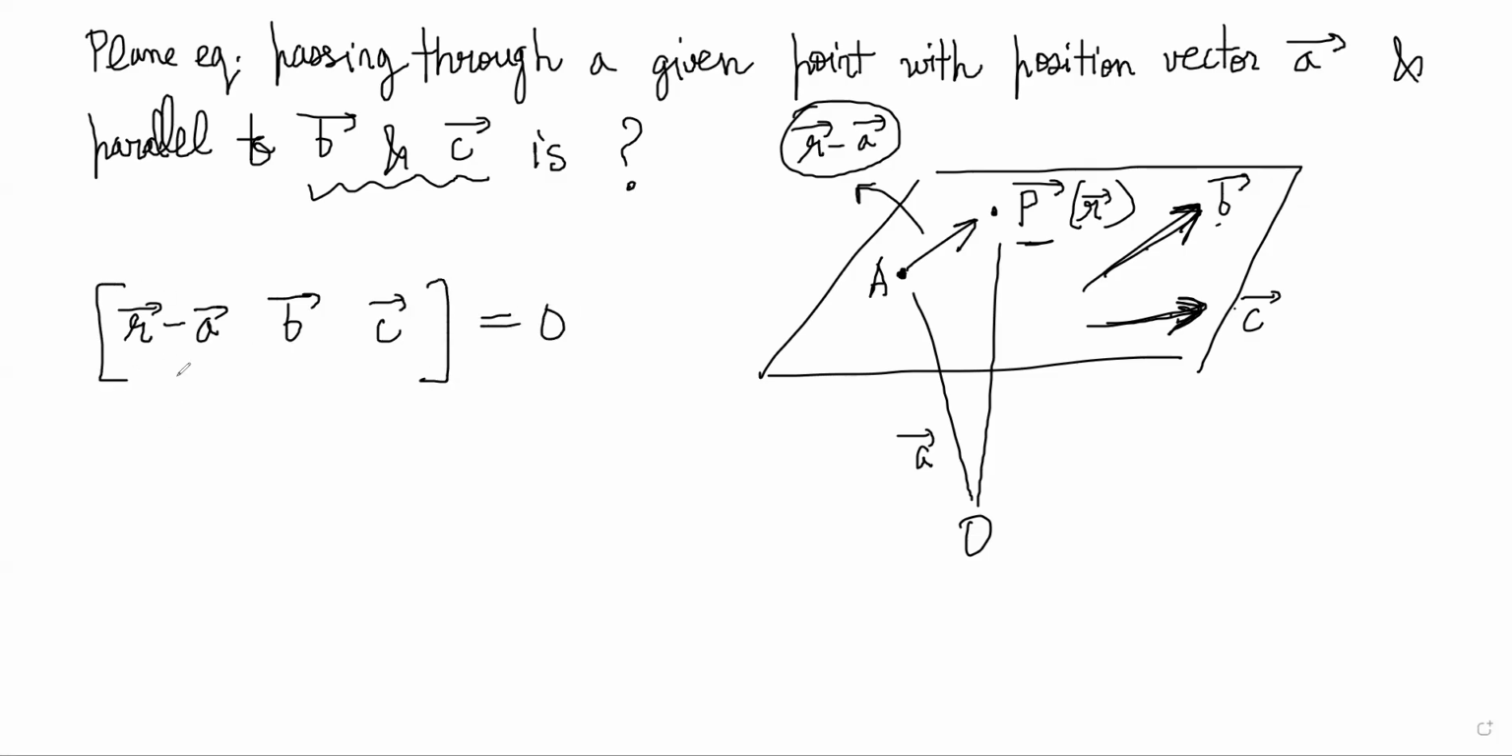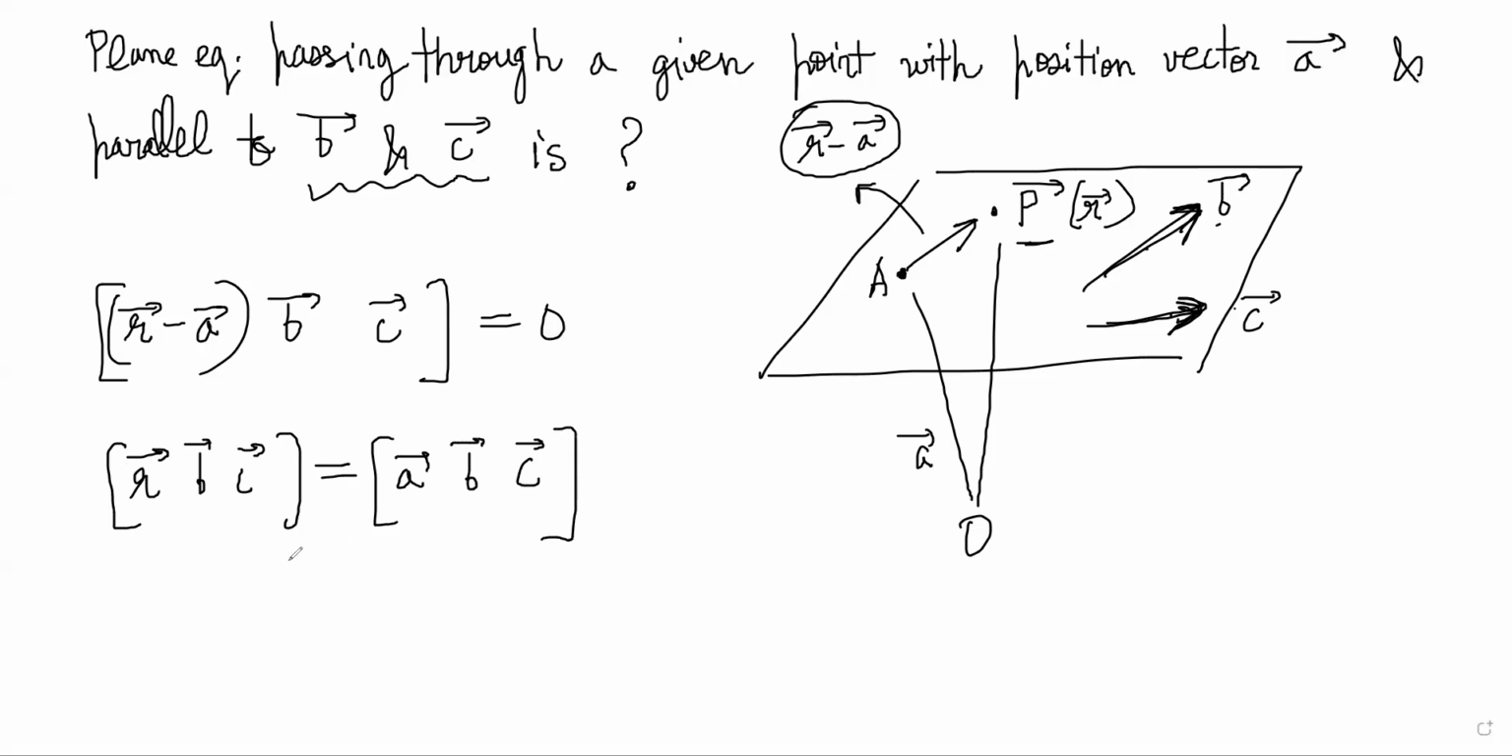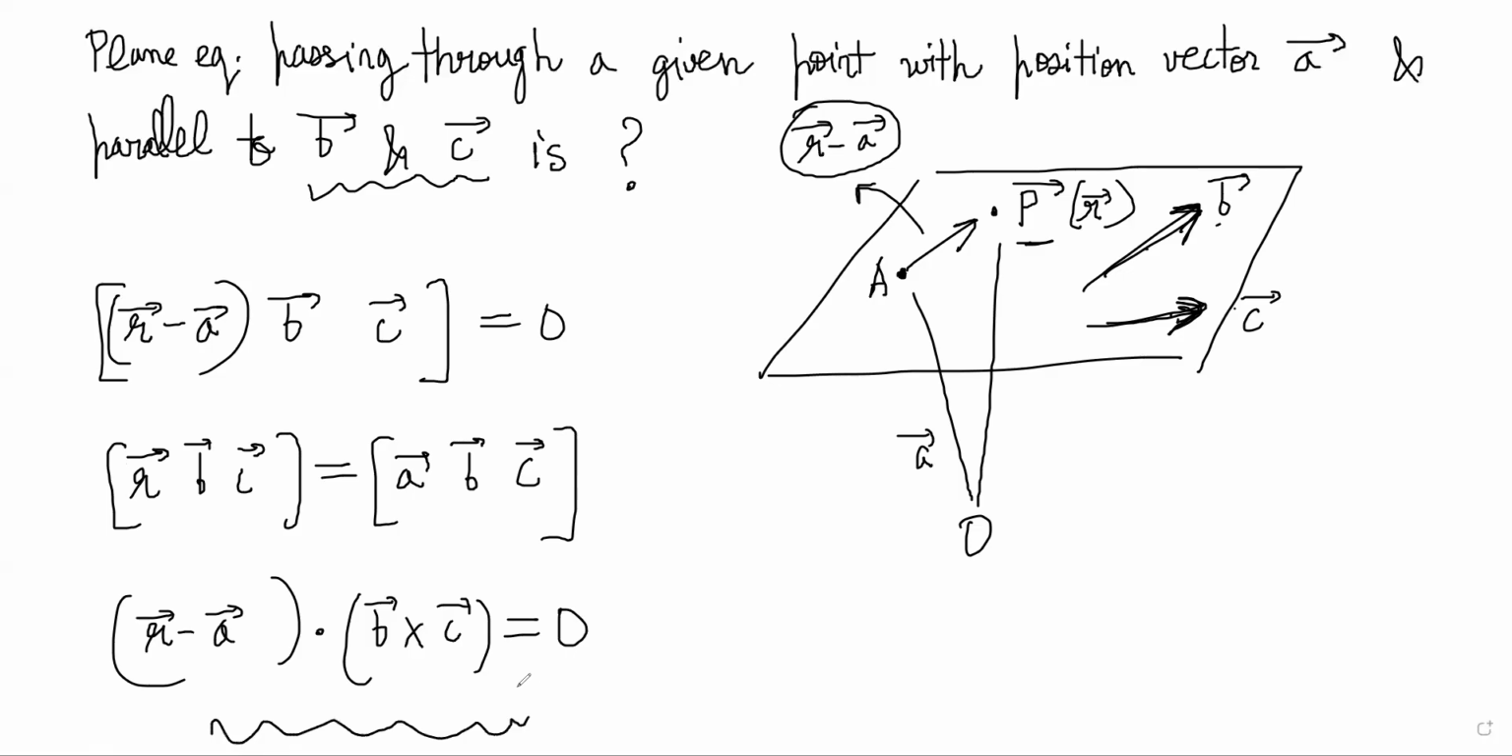The box product of these three vectors must be 0. Then only are we getting that the three vectors are coplanar. So if you simplify this, it can be written as RBC is equal to ABC also, right? Or you can just write it like this: (R minus A) dot (B cross C) is 0. So that is another way to write the plane equation here, right?